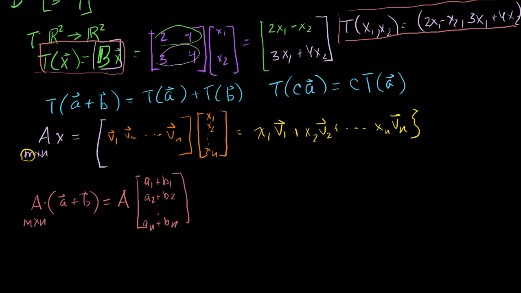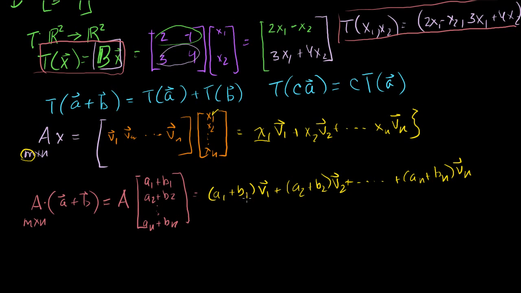And based on what I just told you up here, which we've seen multiple times, this is the same thing as a1 plus b1 times the first column in A, which is that vector right there. This A is the same as this A. So times v1, plus a2 plus b2 times v2, all the way to plus an plus bn times vn. All I did is replace each xi term with an ai plus bi term. So each x1 here is replaced by an a1 plus b1 here.